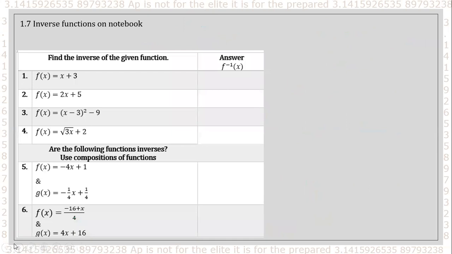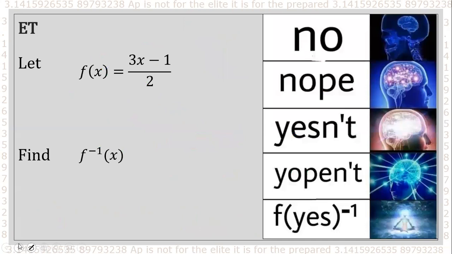Okay. These are some good practice problems that are already on your notebook. This is 1.7. And just go ahead and give them a try, find out the inverses. Okay, and then exit ticket. So go ahead and try your best to do this inverse problem. So this will be your exit ticket, and that is also on your notebook.